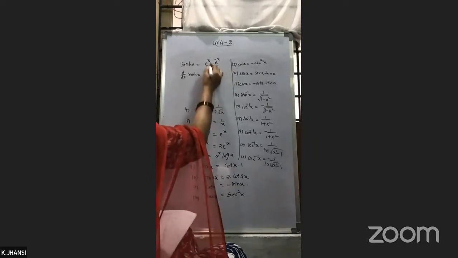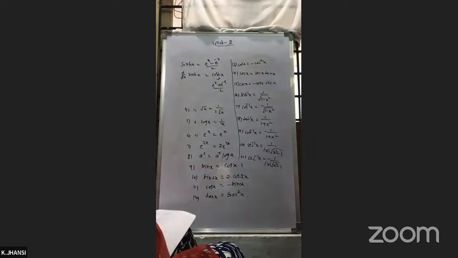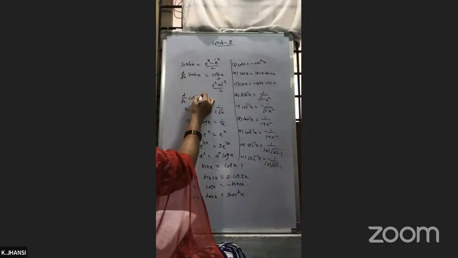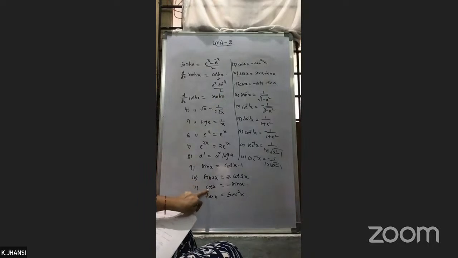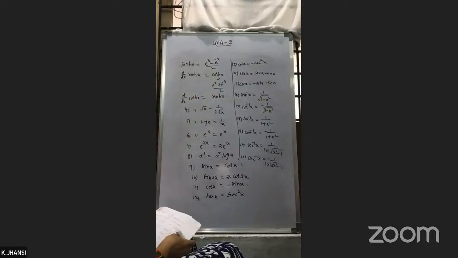And this cos hx we will write in exponential function as e to the power of x plus e to the power of minus x by 2. And d by dx of cos hx is not minus sin hx, only sin hx. Here, for cos x, the differentiation is minus sin x. But here in the hyperbolic function, you will get the positive one.